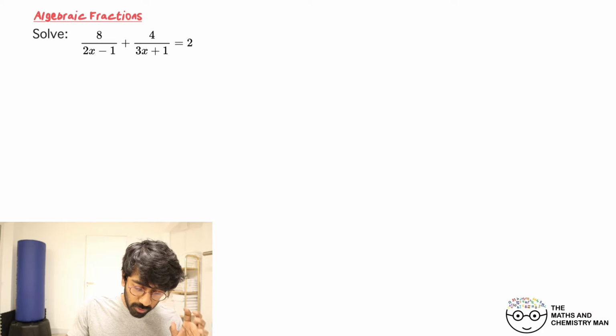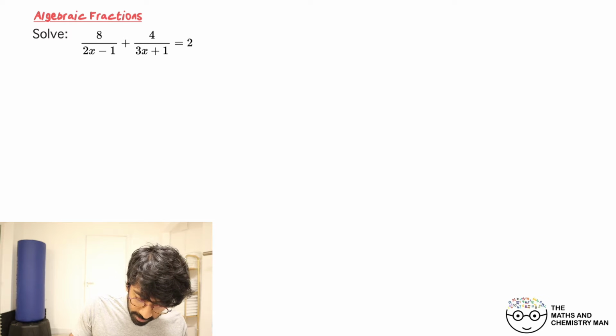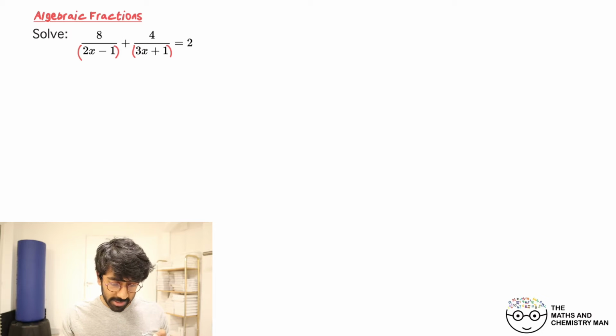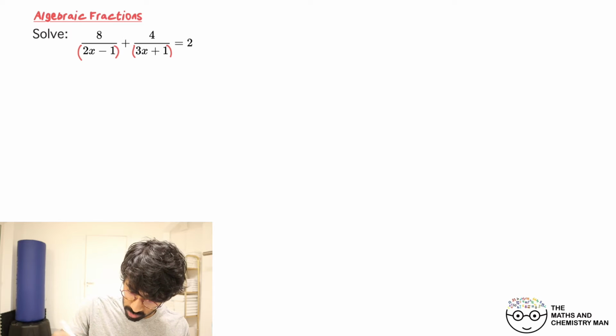Now, you've got two different denominators here, right? Both using some algebra. You've got 2x minus 1 and 3x plus 1. Now, whenever you're adding fractions, the principle always stays the same. You always want to have a common denominator. So what we could do is make both of these fractions into two new fractions with denominators that are the same. So what we could do is this.